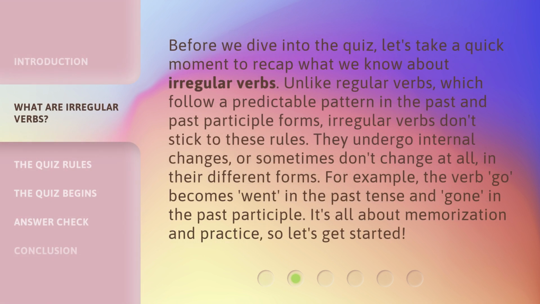Before we dive into the quiz, let's take a quick moment to recap what we know about irregular verbs. Unlike regular verbs, which follow a predictable pattern in the past and past participle forms, irregular verbs don't stick to these rules. They undergo internal changes, or sometimes don't change at all, in their different forms. For example, the verb go becomes went in the past tense and gone in the past participle. It's all about memorization and practice, so let's get started.